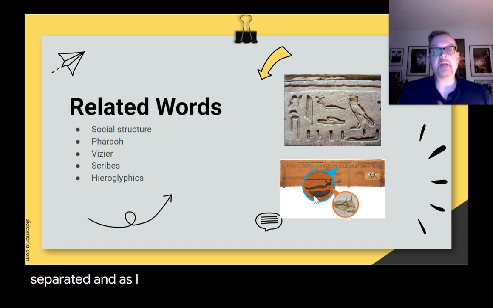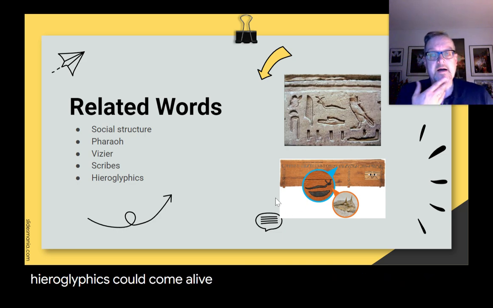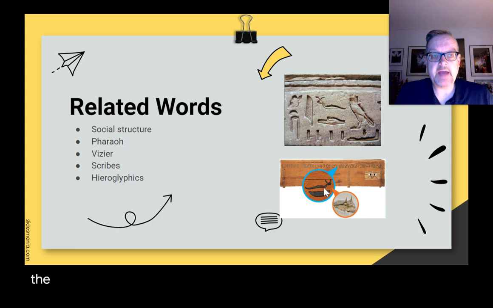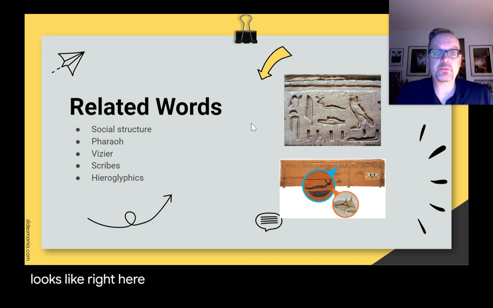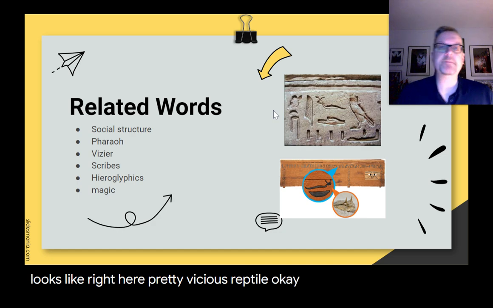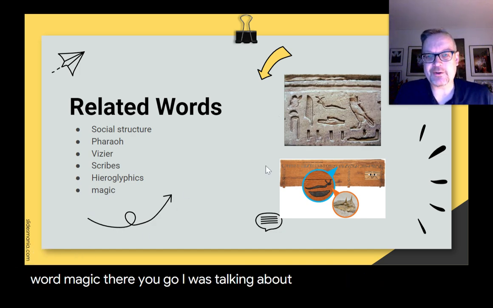As I might have shared, ancient Egyptians believed that hieroglyphics could come alive. And so they would oftentimes separate the head from the body for the horned viper. This is what a horned viper looks like right here. Pretty vicious reptile. Okay, and I forgot the word magic. There you go. I was talking about it the whole time.